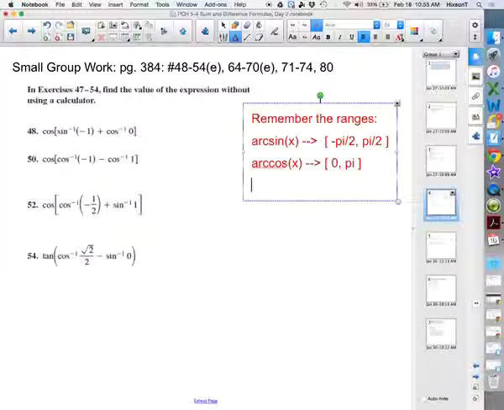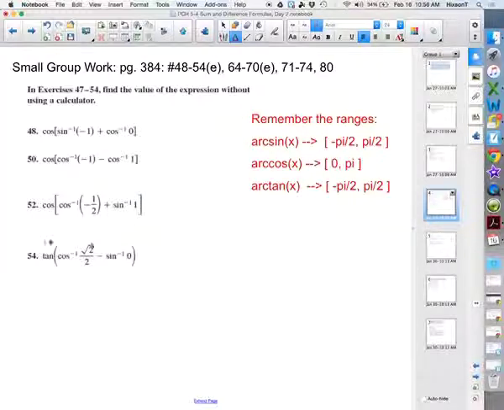Remember, if you do inverse cosine, you're always going to get an answer from your calculator that's between 0 and pi. If you do inverse sine, you're always going to get an answer from your calculator that's between negative pi over 2 and pi over 2. How about tangent? Negative pi over 2 to pi over 2. That's right. So keep those in mind as you substitute in.